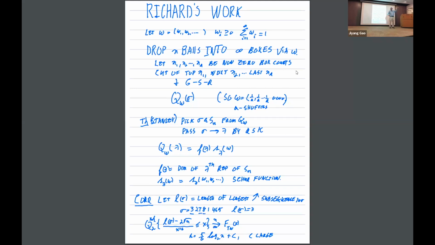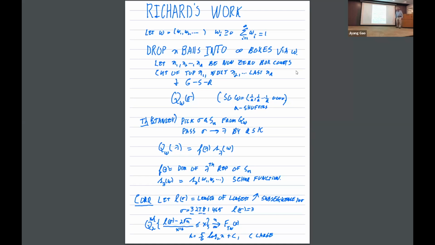So let n1, n2, up to nk be the box counts in the non-empty boxes, and cut a deck of cards into n1 piles, n2 piles, nk piles, and then shuffle them together, just by the same Gilbert-Shannon-Reed measure. That's an omega shuffle. A special case, of course, is if omega is 1 over A, 1 over A, 1 over A, and then zeros, which gives the old A shuffles. This just has a little bit more freedom.